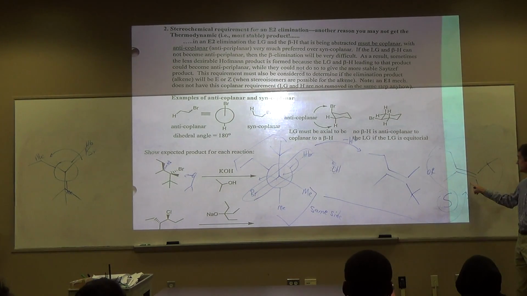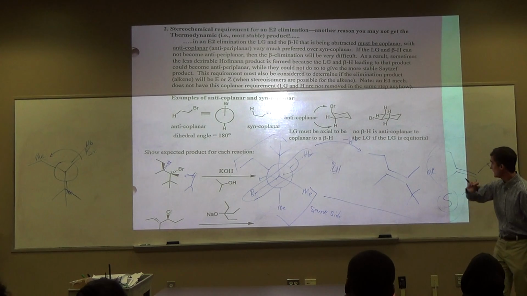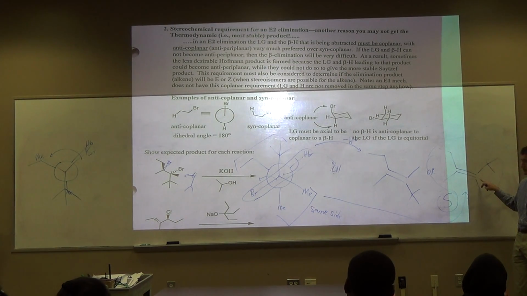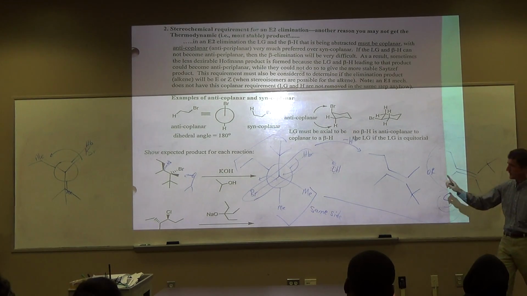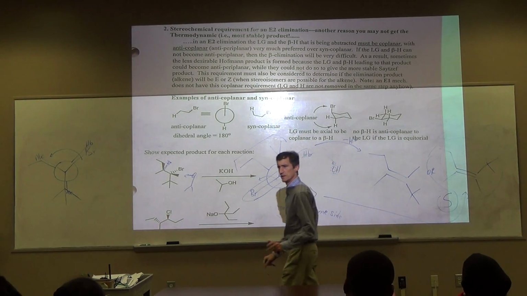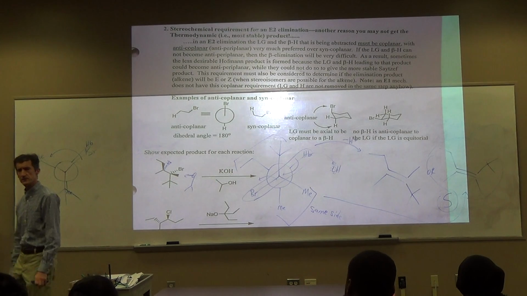Now, this is more stable than the other one, because at least this is tetrasubstituted. That's why it's Zaitsev. They're both tetrasubstituted. The other one, Hofmann, was what? Disubstituted, I believe? Yeah.